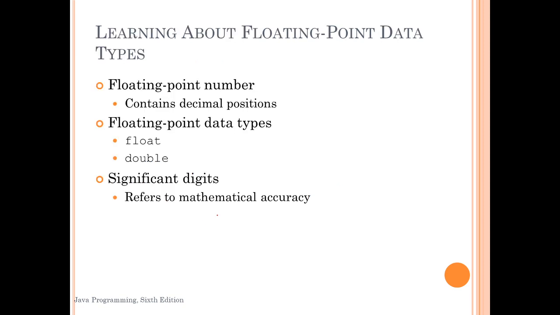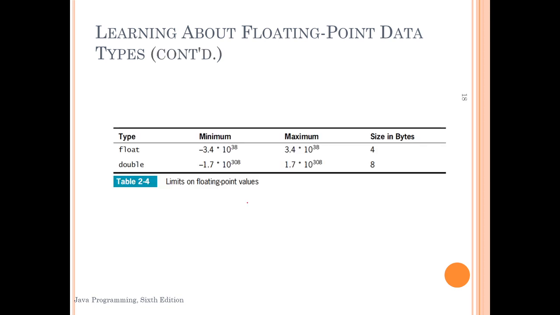Floating point numbers, those are the numbers with decimal positions. For example, 3.51, 2.75, 38.25. Basically, for numbers with decimals, we use float or double. Usually, double is used. That refers to mathematical accuracy.